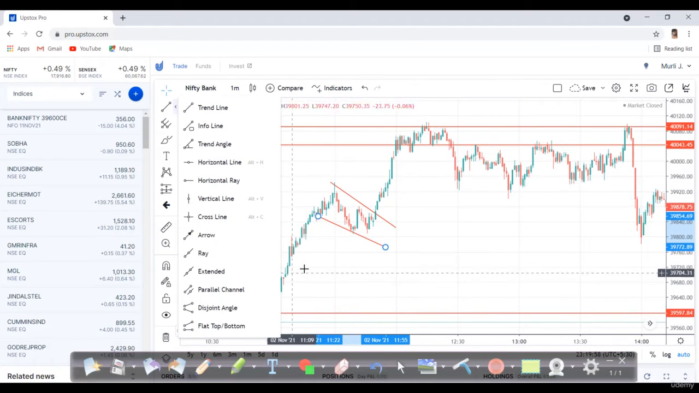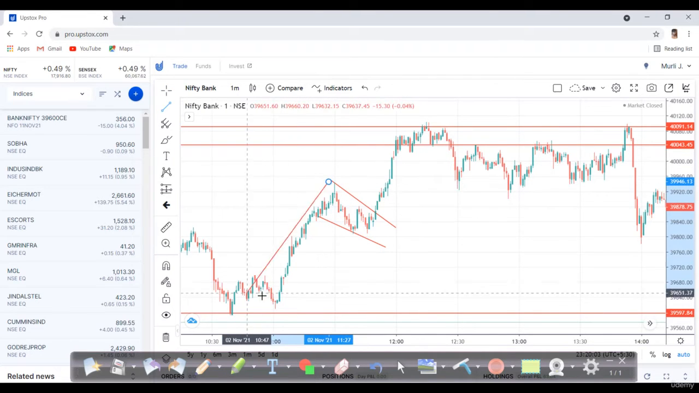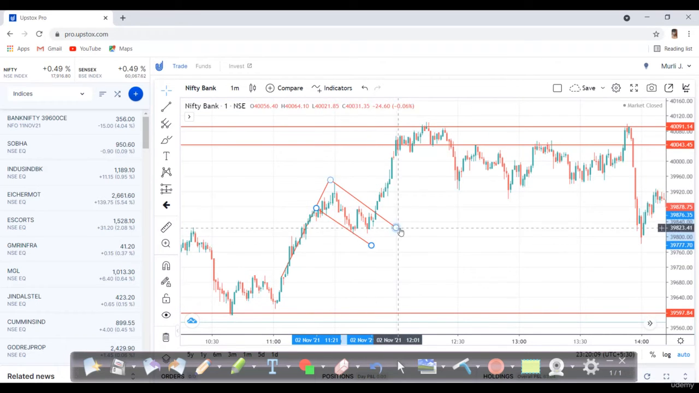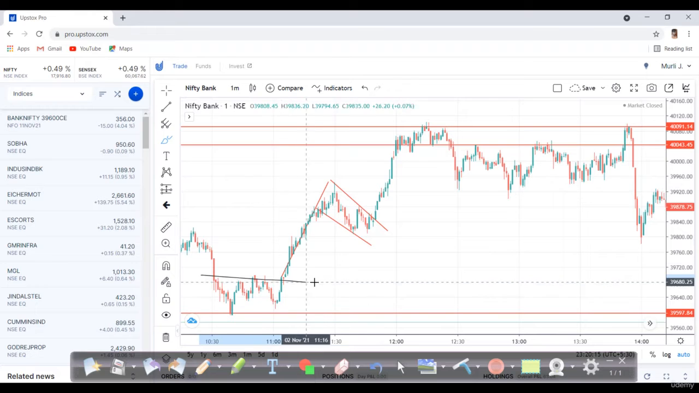What is the pole? I can draw the pole from here to here. The reason why I am drawing the pole from here to here is that this is already a double bottom pattern, so I am drawing from the last swing. The last swing is nothing but this swing, so I am marking from it. So what is our target?